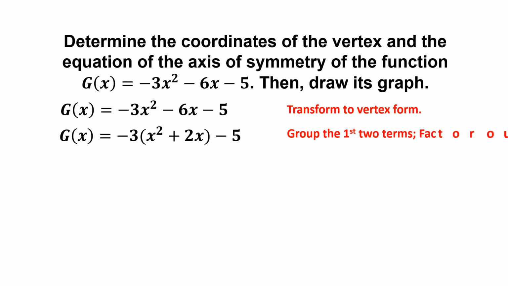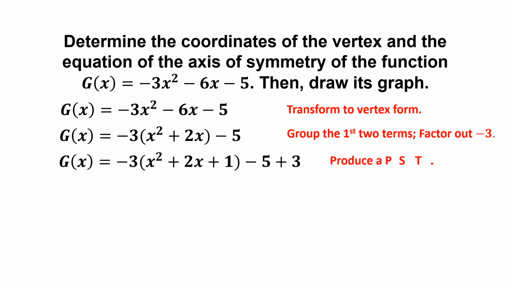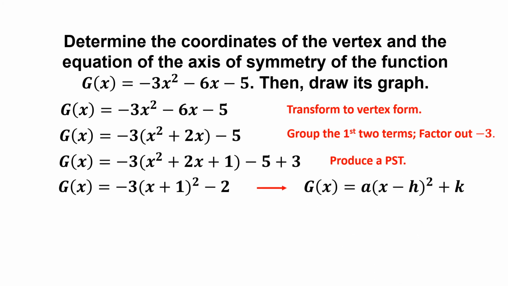Group the first two terms together and factor out negative 3. The result is g of x is equal to negative 3 quantity x squared plus 2x, close quantity minus 5. Produce a perfect square trinomial by adding and subtracting the square of 1/2 of 2. The result is g of x is equal to negative 3 quantity x squared plus 2x plus 1, close quantity, minus 5 plus 3. Factor the PST and simplify.